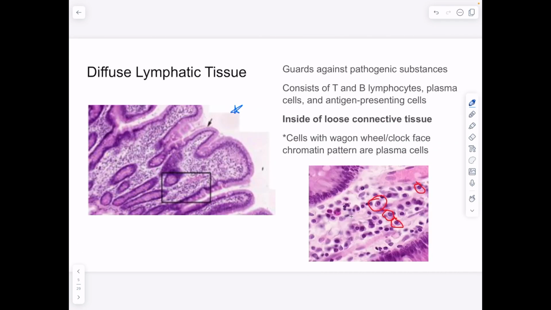All right, so starting with our diffuse lymphatic tissue, we have an example here. This is most likely GALT, gut-associated lymphatic tissue. We can see that we have the epithelium here, and then deep to that, we have connective tissue, which is where our diffuse lymphatic tissue is going to be. This consists of our T and B lymphocytes, plasma cells, and antigen-presenting cells.